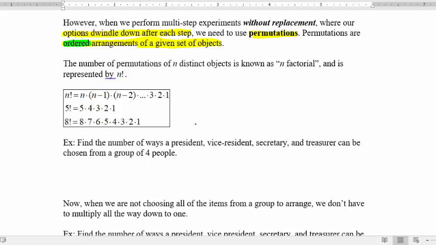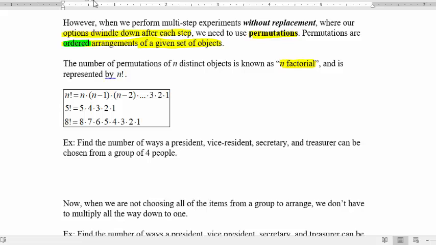So let's say I wanted to order 5 objects, right? That would be written as 5 with this exclamation point after it, which would be read 5 factorial, right? So when you see that exclamation point, what you say is factorial, right?